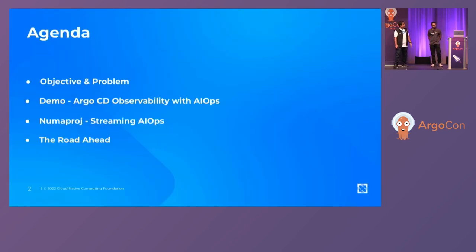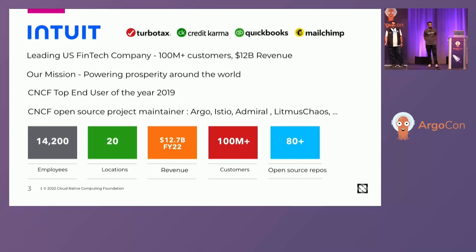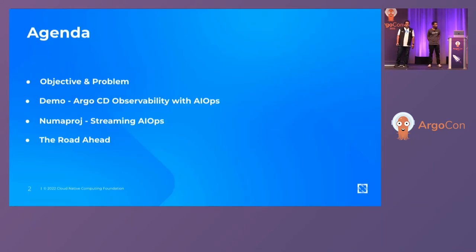So here's the agenda for today. We will talk about the problem we were having, which is change-induced incident, and how we solved it. Then we will have a live demo, wireless guard permitting. Otherwise, we have a backup. Then Vigith will get into Numaproj and how it's powering these experiences. And then we will talk about what roadmap we have in further.